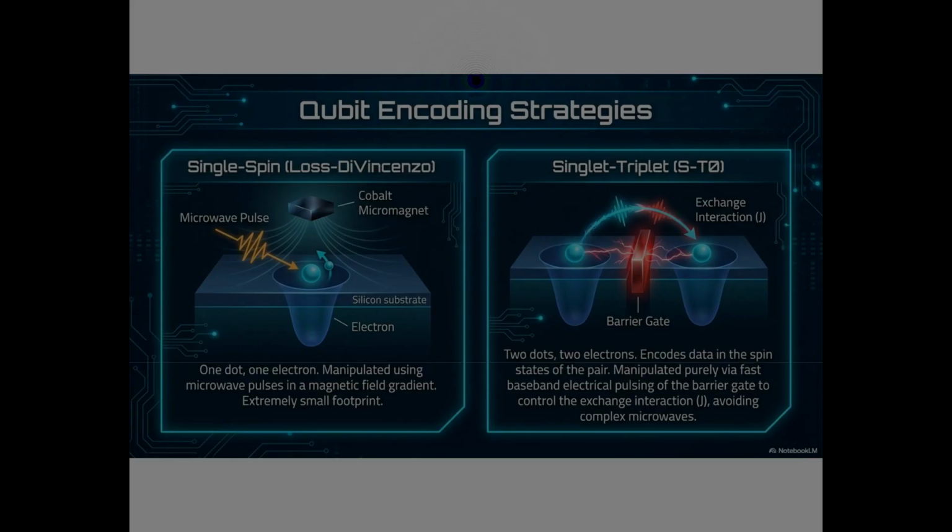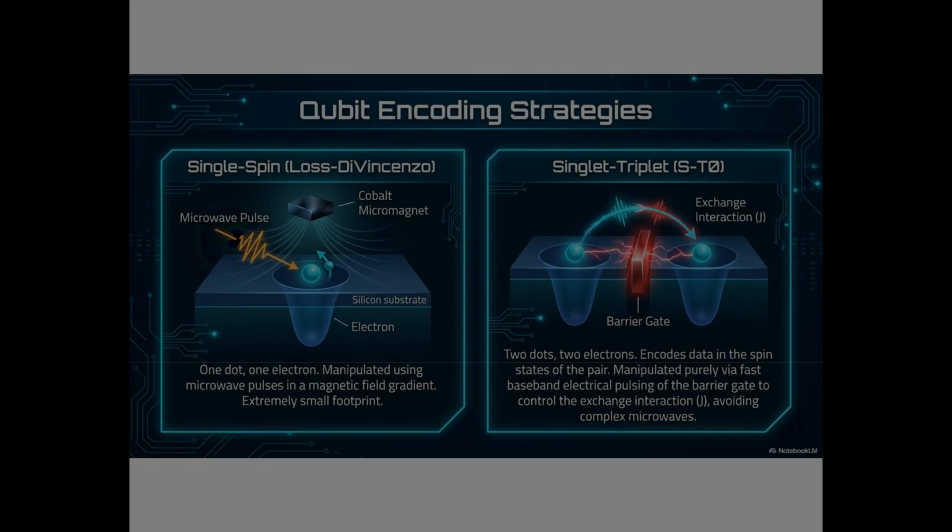the chip. Now that we know how to trap an electron, we need to decide how to encode quantum information in it. This slide presents two competing strategies, each with distinct trade-offs. On the left is the single spin qubit, proposed by Loss and DiVincenzo in 1998. One quantum dot, one electron. The qubit is encoded directly in the spin state of that single electron.